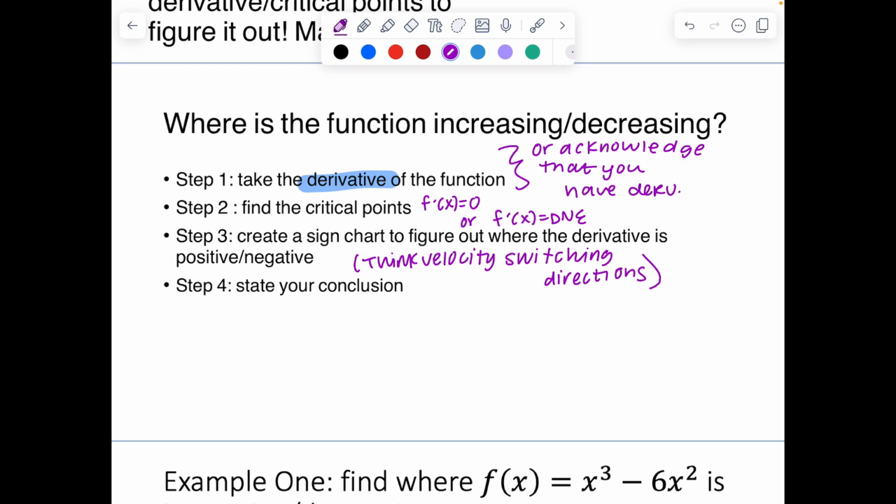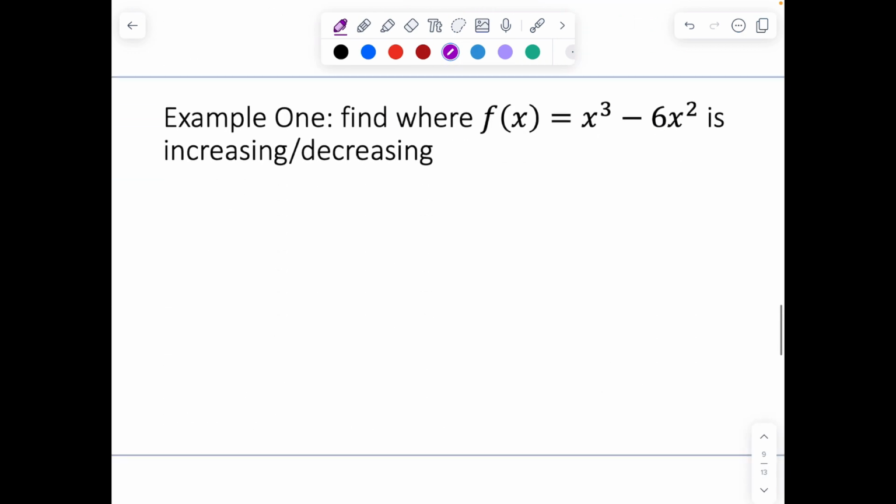So let's do our steps. This says find where f of x equals x cubed minus 6x squared is increasing or decreasing. Again, obviously we could just graph this and figure it out, but we want to do this algebraically because I don't think you know exactly just by looking at the equation where it switches from increasing to decreasing. So my step one is I'm going to find the derivative. To find the derivative, I will get 3x squared minus 12x. Pretty easy. So that was our step one.